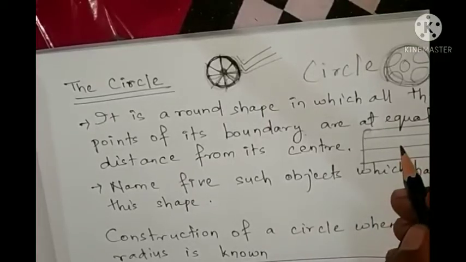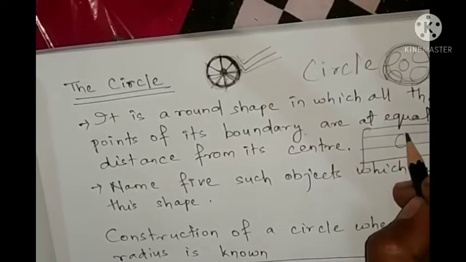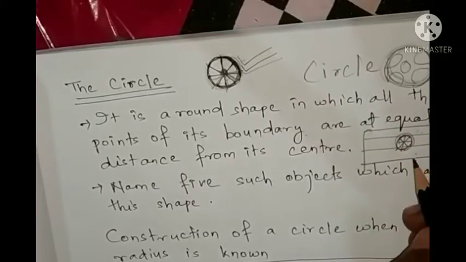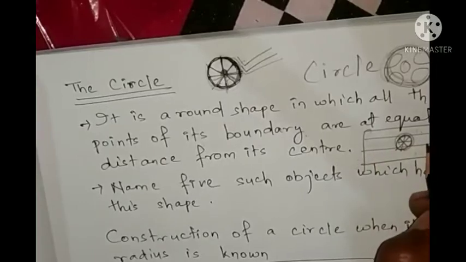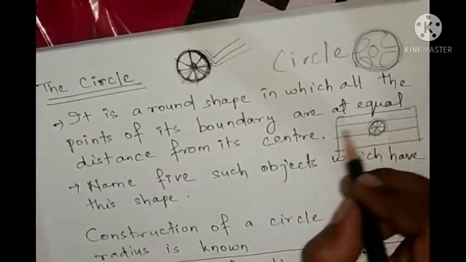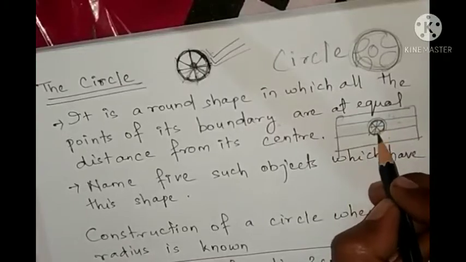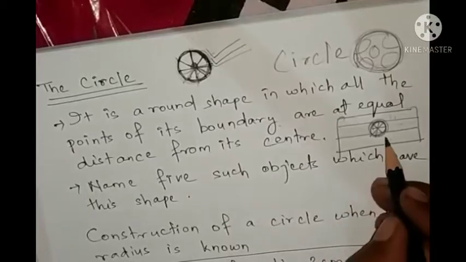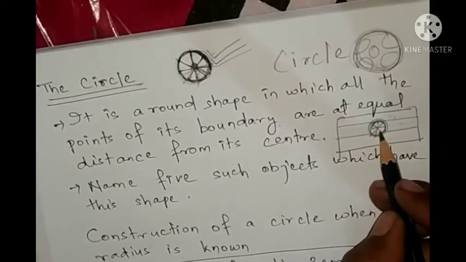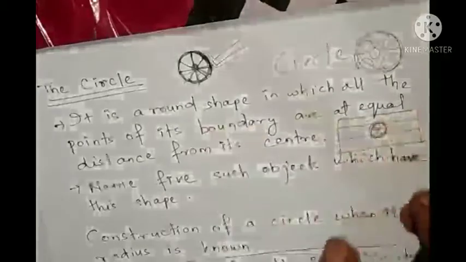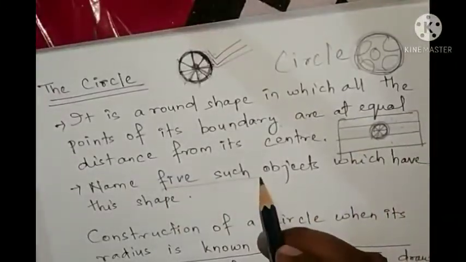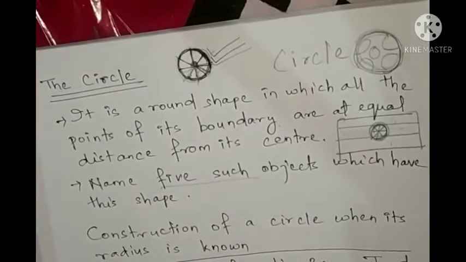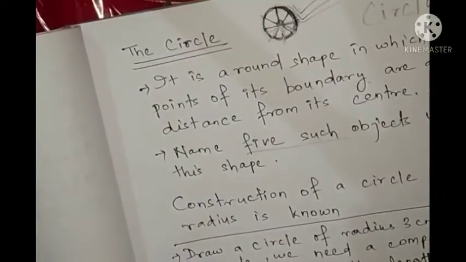In our national flag, we have a circle in between, on the white portion. The white color portion has a circle, that is our Ashoka Chakra. So that is also a round shape and that is also a circle. Like this, I have given 2-3 examples. You can give 5 such objects that are near to you. Now we'll see how we can construct a circle.